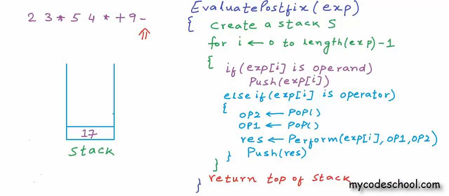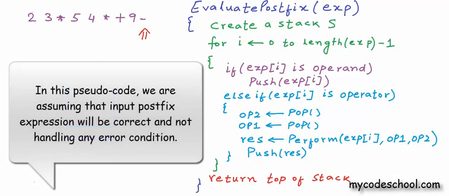You will have to take care of some parsing logic in actual implementation. An operand can be a number of multiple digits, and then we will have a delimiter like space or comma, so you'll have to take care of that. Parsing operand or operator will be some task. If you want to see my implementation, you can check the description of this video for a link.